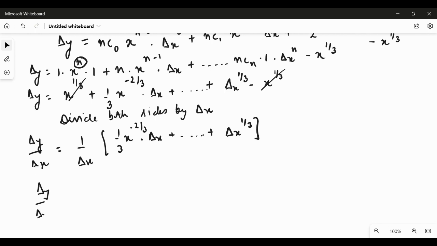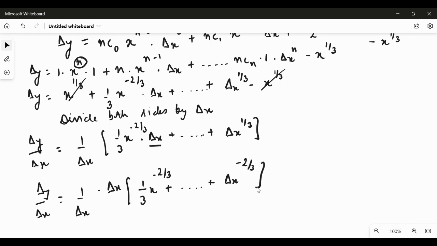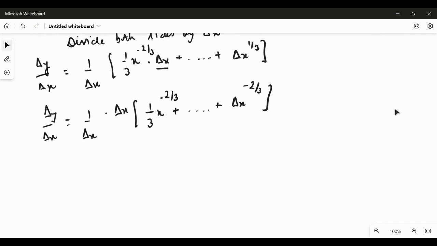I will get Δy/Δx is equal to 1/Δx into Δx [1/3 x^(−2/3)]. I'll take this Δx common, plus, if I take Δx common here, what will I get? 1/3 minus 1, right? So I will get −2/3. Okay, fine. Now what will happen? This Δx gets cancelled with this one.